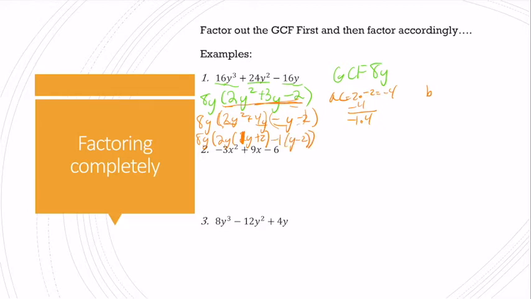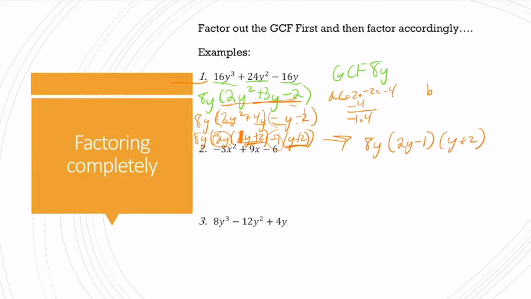So why don't we go over here? So I've got my 8y on the outside, and then remember I collect my greatest common factors and multiply that by what's remaining, which is y plus 2. And that would be number 1 fully factored.